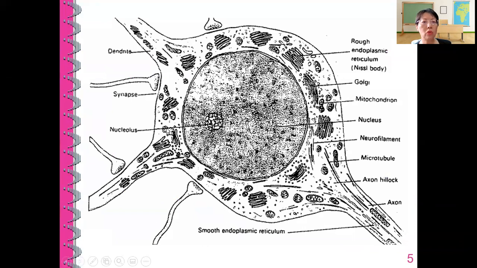So this is a diagram to show you that. So this is a cell body of postsynaptic neuron. This is synaptic knob of the presynaptic neuron. It can arrive to the cell body. It can arrive to the dendrites. Okay.